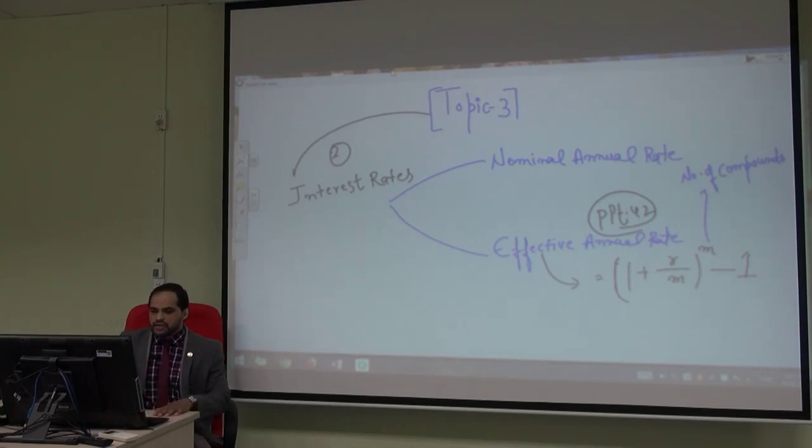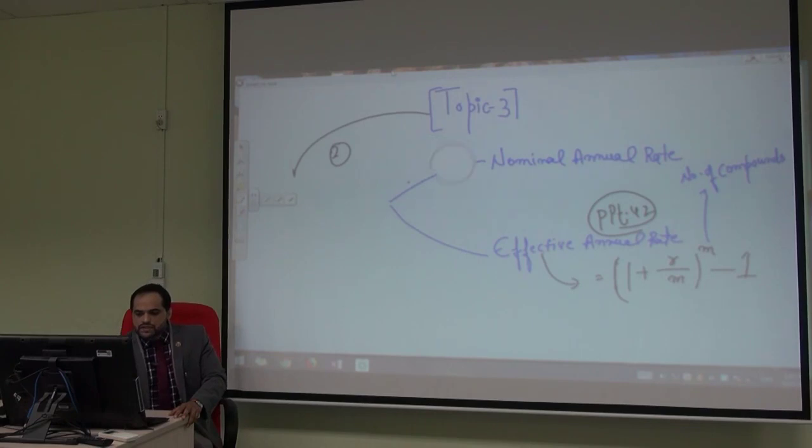Now we move on to the last learning outcome, which is special applications for time value.